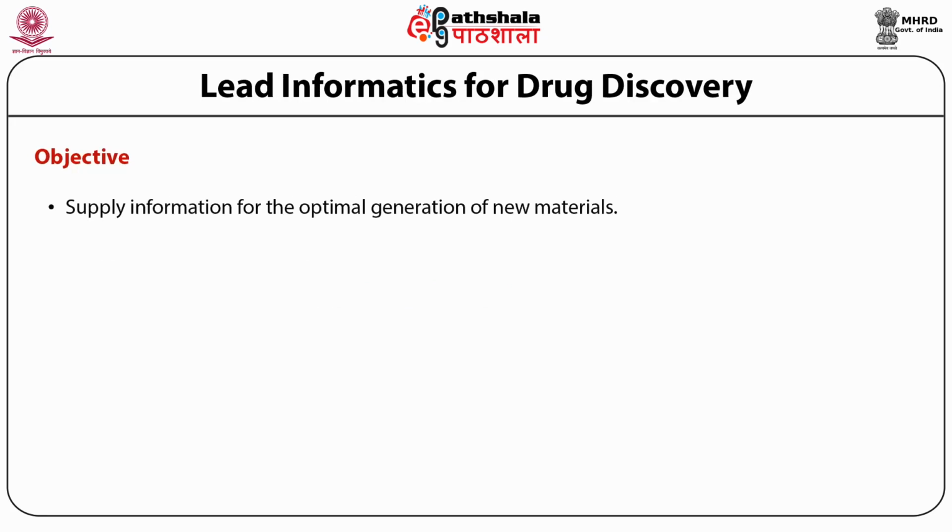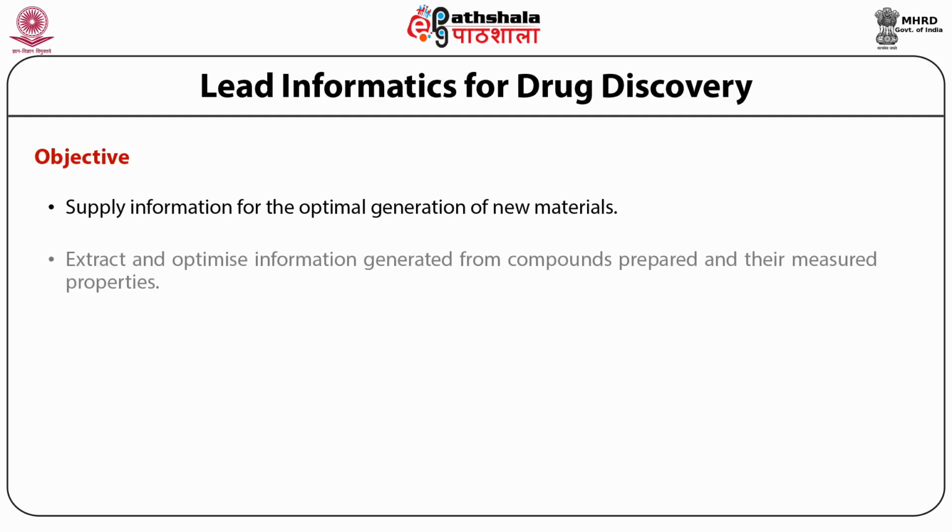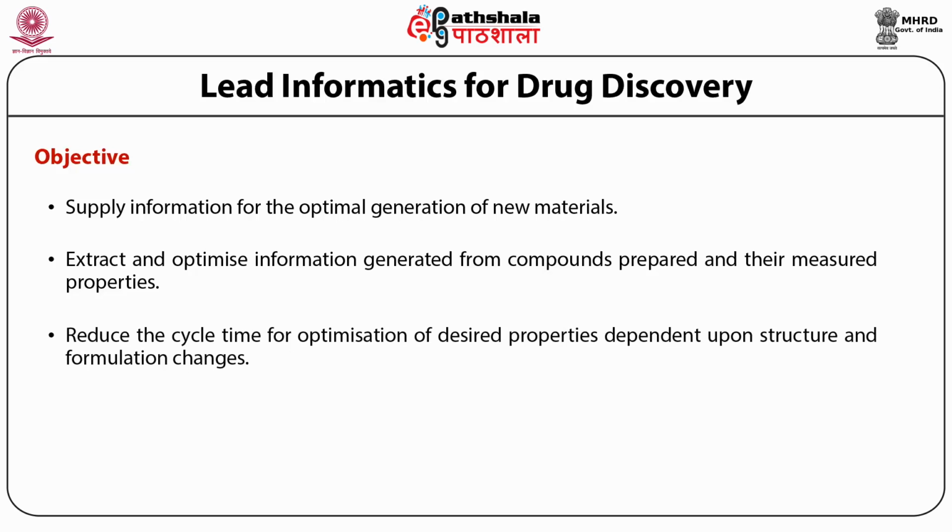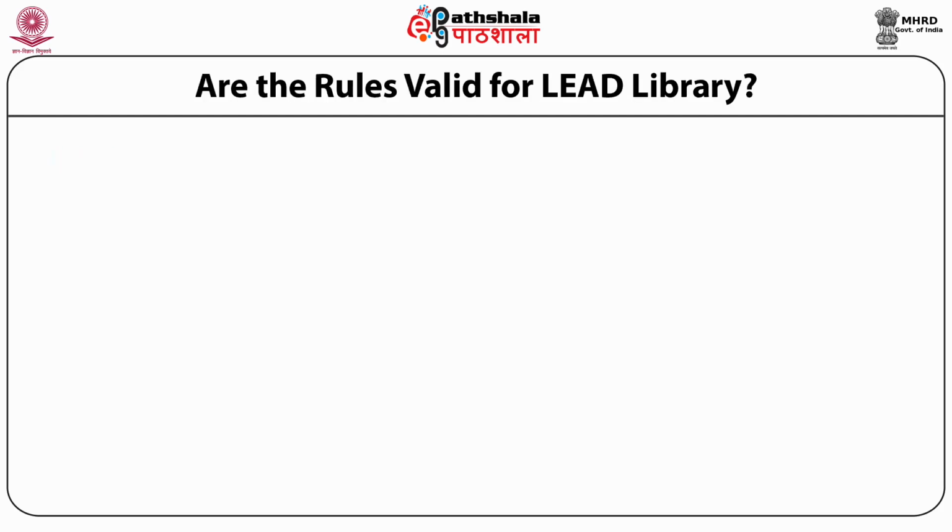And how you do it, the objective is that you supply the information for optimal generation of new materials. The objective is to extract and optimize as best as possible the compounds which have measurable properties, and you can test those. Also, this should reduce the optimization cycle. That means many compounds which will not be appropriate should fail fast, so that we don't have to redo the same molecules.